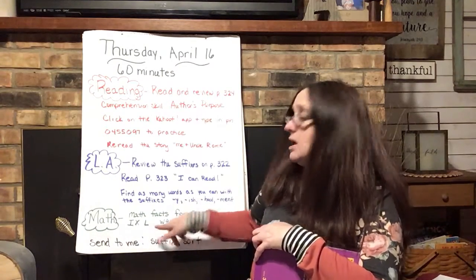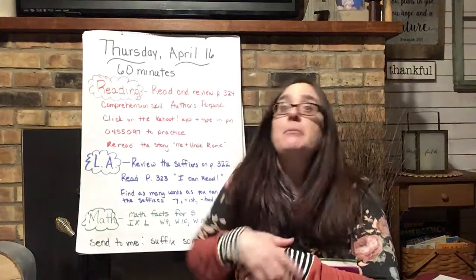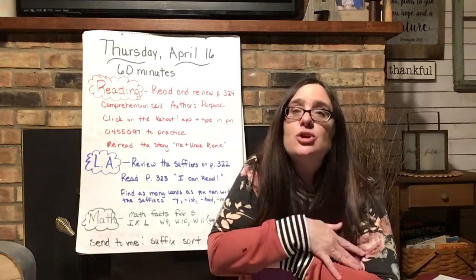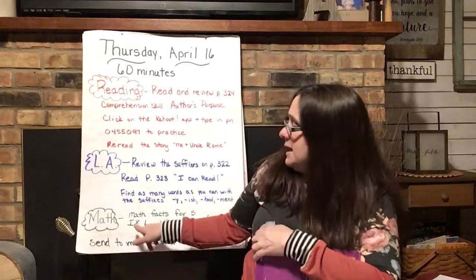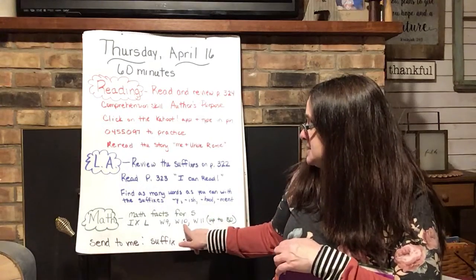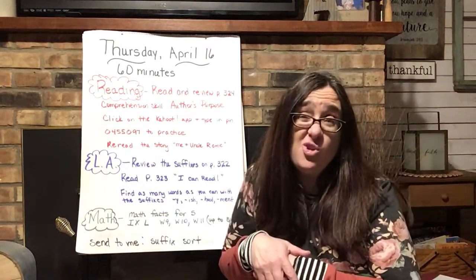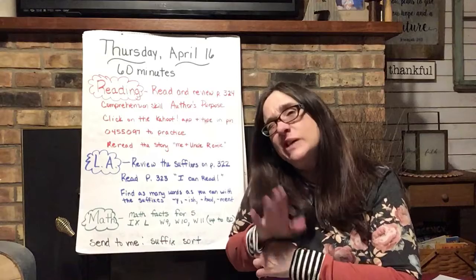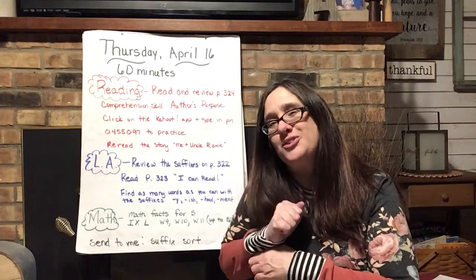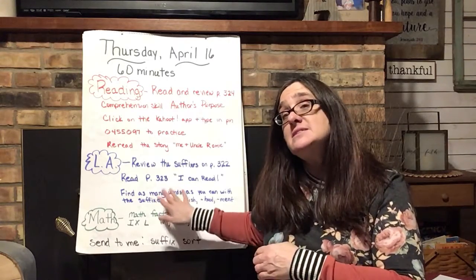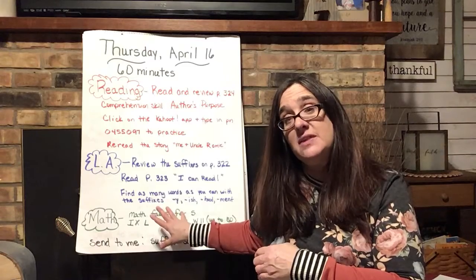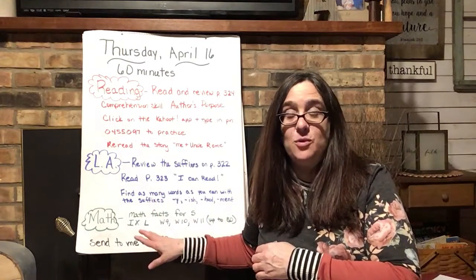Then, of course, today is something we haven't done yet, but we've done it a ton at school, IXL. IXL, W9, W10, W11. And of course, our goal is always 80. Well, sometimes it's 100, but we're going for 80 for this. This is the fraction section that we did a lot of them beforehand.